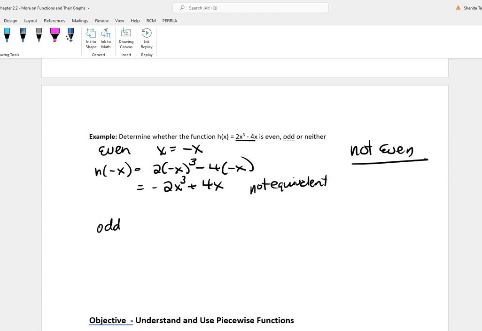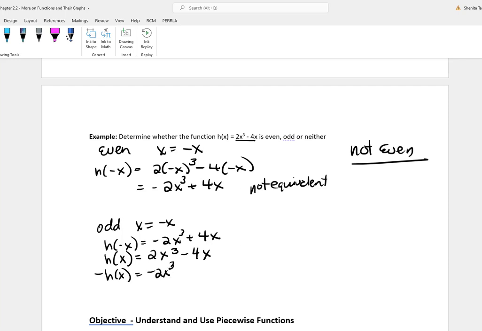Now we're going to check to see whether or not it's odd. Once again, we set x equal to negative x. We already know that that's equal to negative 2x cubed plus 4x. It has to match the opposite of our original equation. We know our original equation is 2x cubed minus 4x. If we change the signs on the original, we get negative 2x cubed plus 4x. So these two must match, and they do. They're the same. So, since that's the case, this is an odd function.